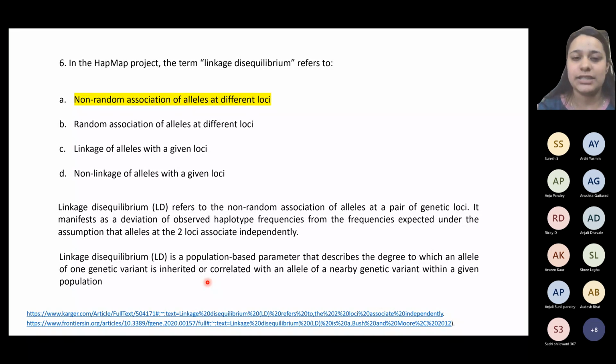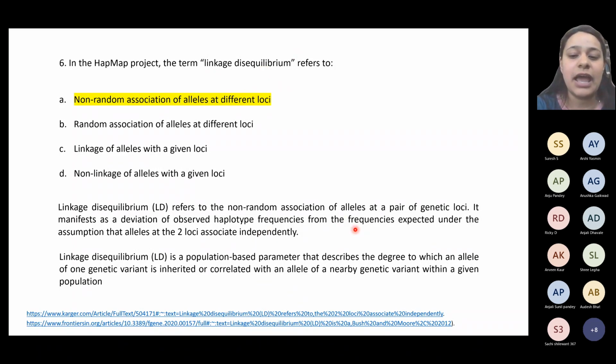So what were these linked genes? The genes that tend to be carried onto the next generation together, right? So there was no crossing over between these genes. But along with this linked gene concept, when the HapMap project was studied, there was another concept that came along, which was linkage disequilibrium, which said what?